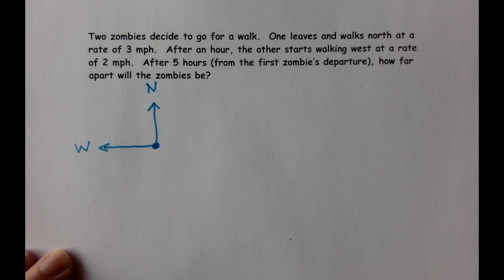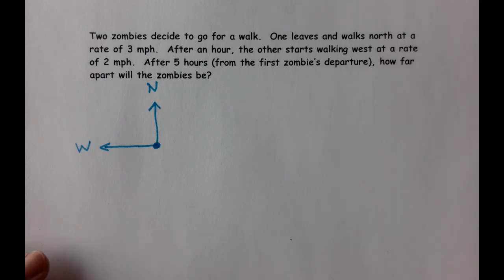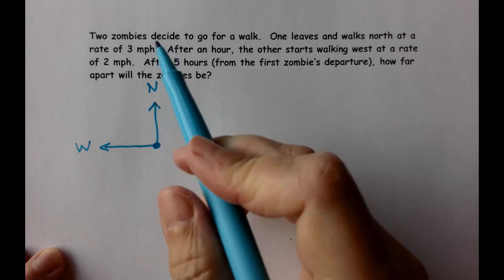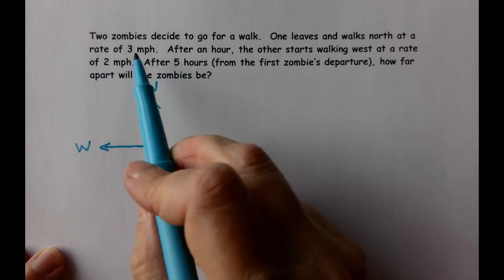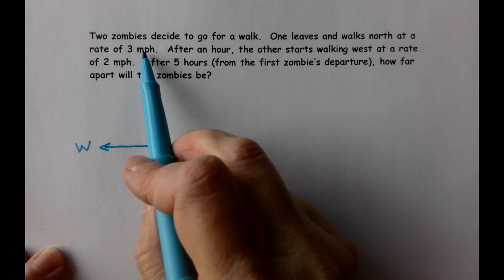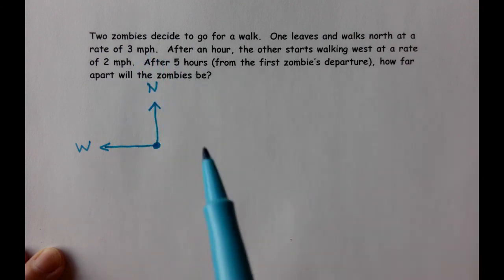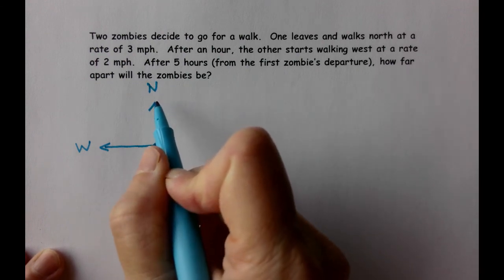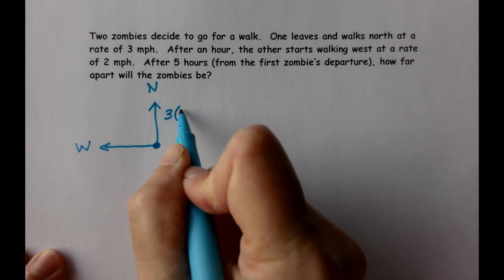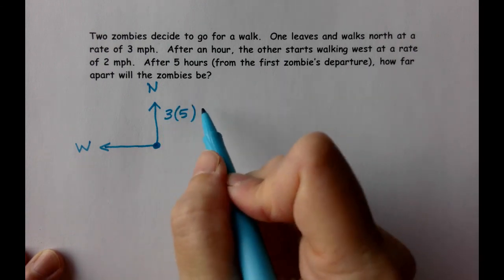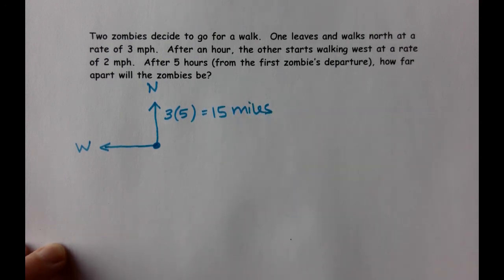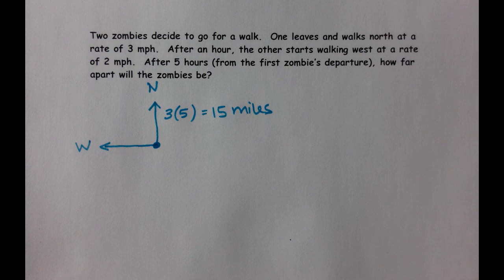And we need to figure out how far each of them has traveled. So the first one, the one walking north, that one travels 5 hours total. It travels 3 miles per hour for 5 hours. So the distance along the path for the northward zombie will be 3 miles each hour times 5 hours, 15 miles. So we have a vertical or a northward distance of 15 miles for the first zombie.